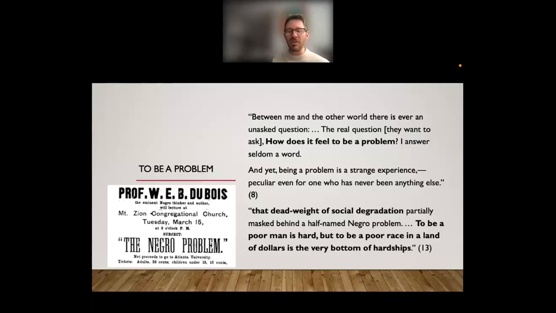So first, when we talk about the veil, we are going to talk about the structure that created the problem. And then when we talk about double consciousness, we'll talk about what the problem does to the social psychology of individuals.